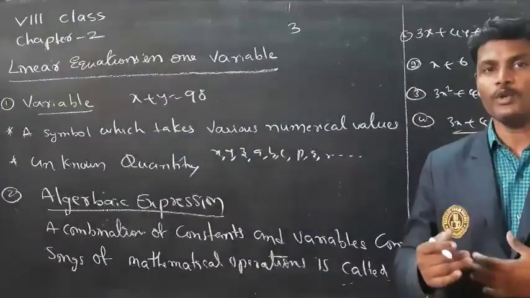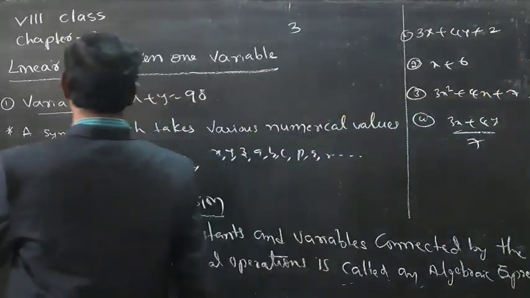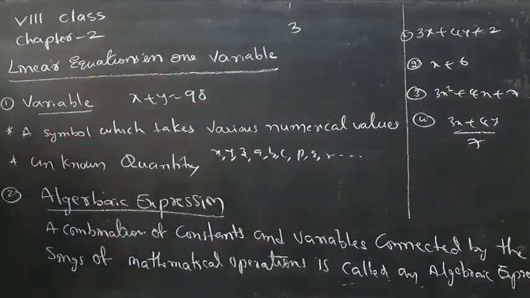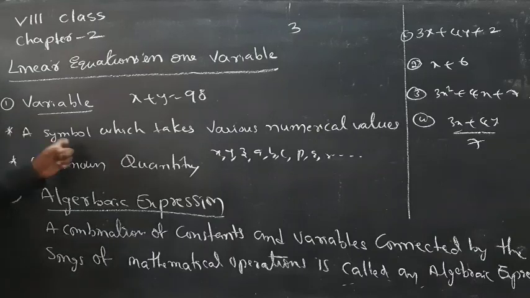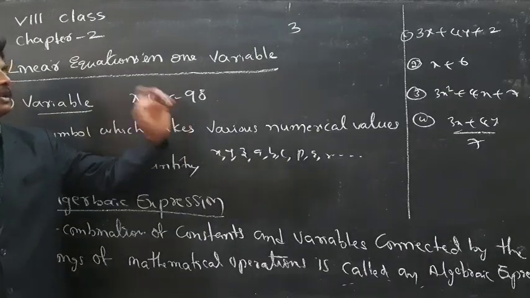First of all, we have to know the basics. First, what is the meaning of variable? A variable is nothing but an unknown quantity, a symbol which takes various numerical values.